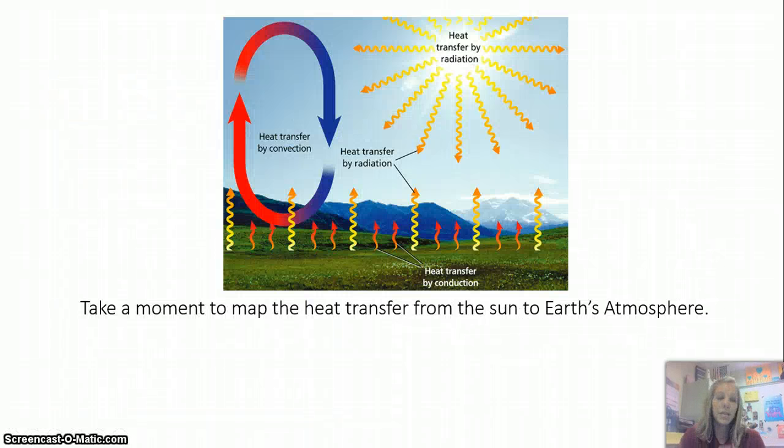I would like you to take a moment to use this diagram to map the heat transfer from the sun to Earth's atmosphere. There are 3 blanks left on your diagram or on your notes to fill in.